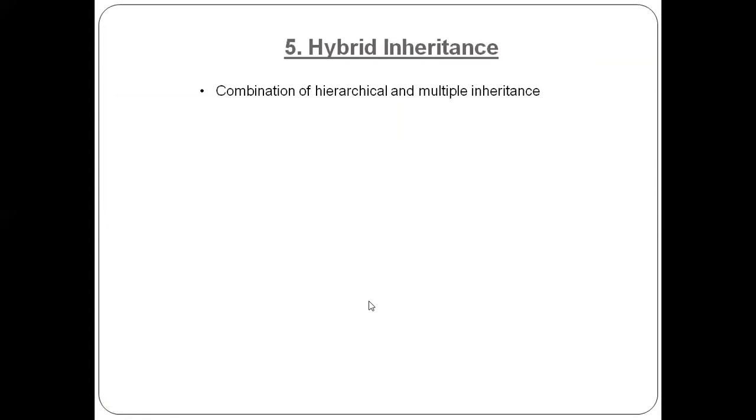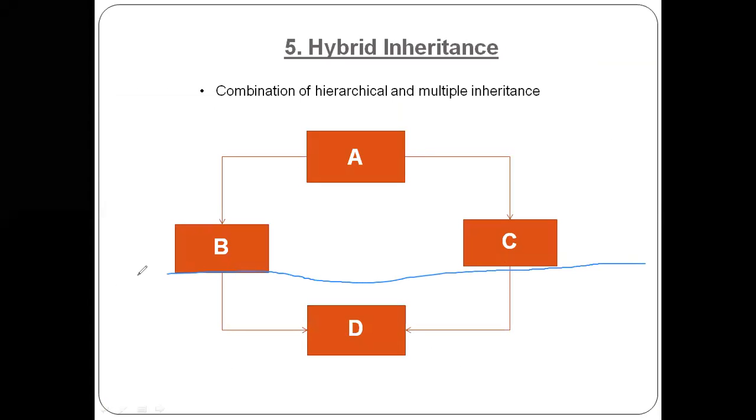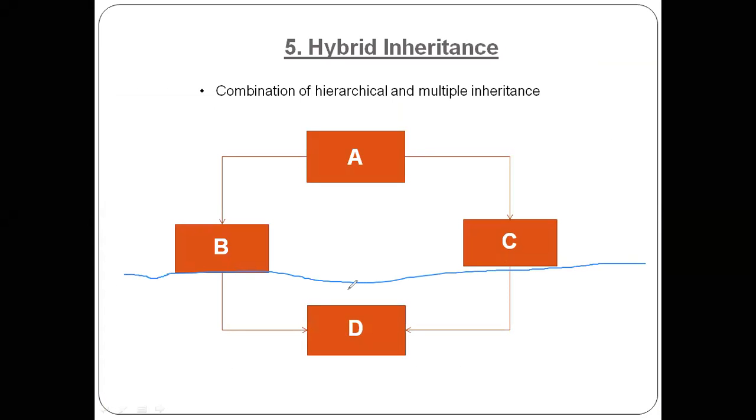Next one is hybrid inheritance. What is meant by hybrid inheritance, guys? It is nothing but the combination of both hierarchical and multiple inheritance. So this is the figure with respect to hybrid inheritance. If we split this particular figure into two different parts, assume that this is the first part, the line which I have drawn below B and C.